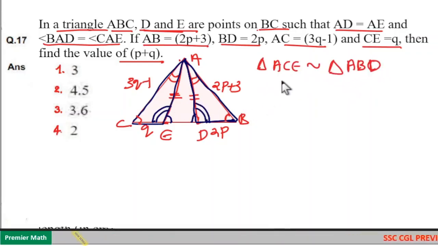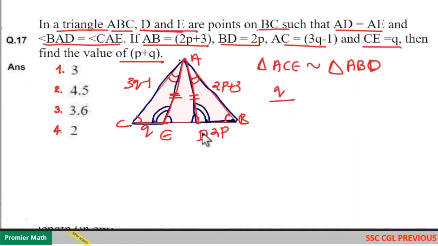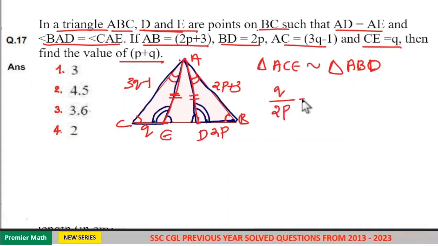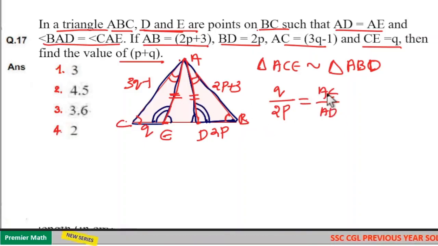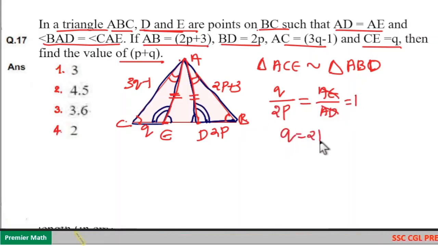The ratio of corresponding sides is equal in similar triangles. Now take the corresponding side ratio. That is, here if I take these two angles, opposite to this angle is equal to Q, and in this triangle opposite to this angle is equal to 2P, which is in the same ratio as opposite to angle C and opposite to angle B. Here angle B and angle C are the same, so opposite to angle C is AE and opposite to angle B is AD. Now AE by AD is equal to 1, which means Q is equal to 2P.